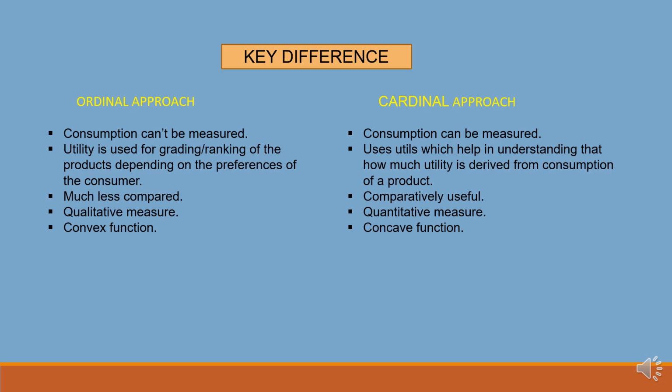Ordinal utility is much more realistic and it's a qualitative measure with a convex function. And cardinal utility is comparatively useful and it is a quantitative measure and also a concave function.